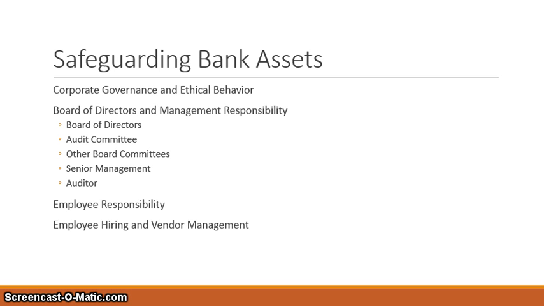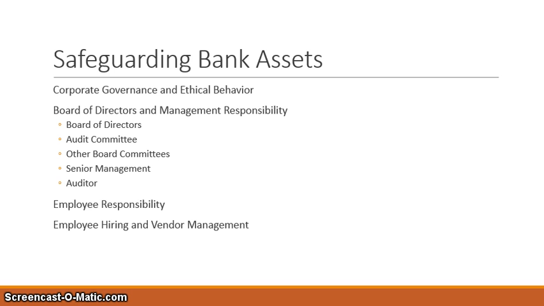Next is the task of safeguarding the bank's assets. And one of these things that's needed is corporate governance and ethical behavior. So the regulators expect that the bank's board of directors are going to manage senior managers, manage the team here, and oversee the honesty and the forthrightness with which the bank's management operates. So the book here outlines several responsibilities to say who's responsible for what.